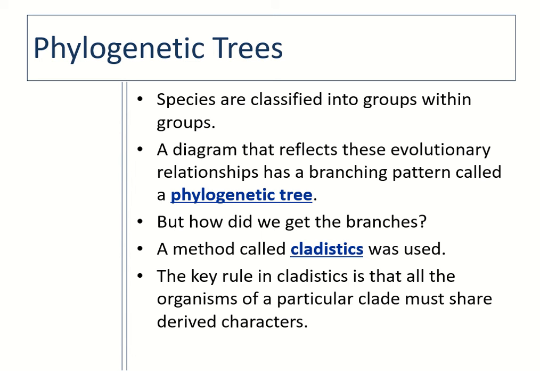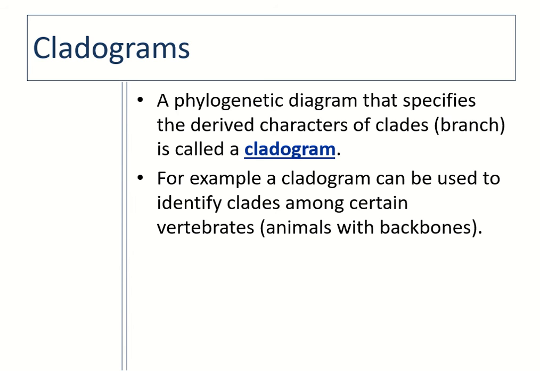So when we did that clade race, we were actually making a phylogenetic tree. We looked at things that all started with the square, which was the vertebral column, and we connected them, and the things that had similar characteristics or traits got put under that branch. This is the way that we can organize how species are related. A phylogenetic diagram that specifies the derived characteristics of the clades, or the branches, is called a cladogram.